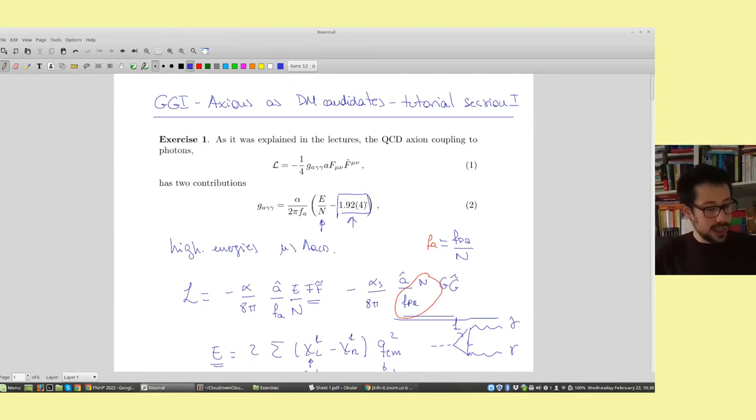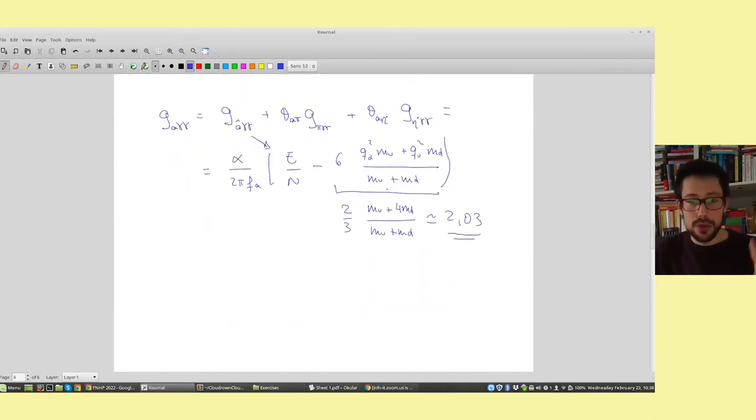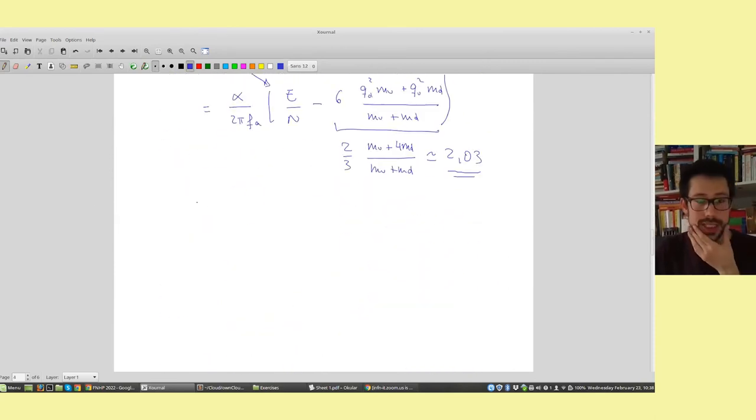Okay, so with this, we have solved the first exercise. But before going to the second exercise, let me tell you that here I have tried to show you a solution to the exercise that I think has a better physical intuition, because we see the mixing of the axion with the pions and the eta prime.